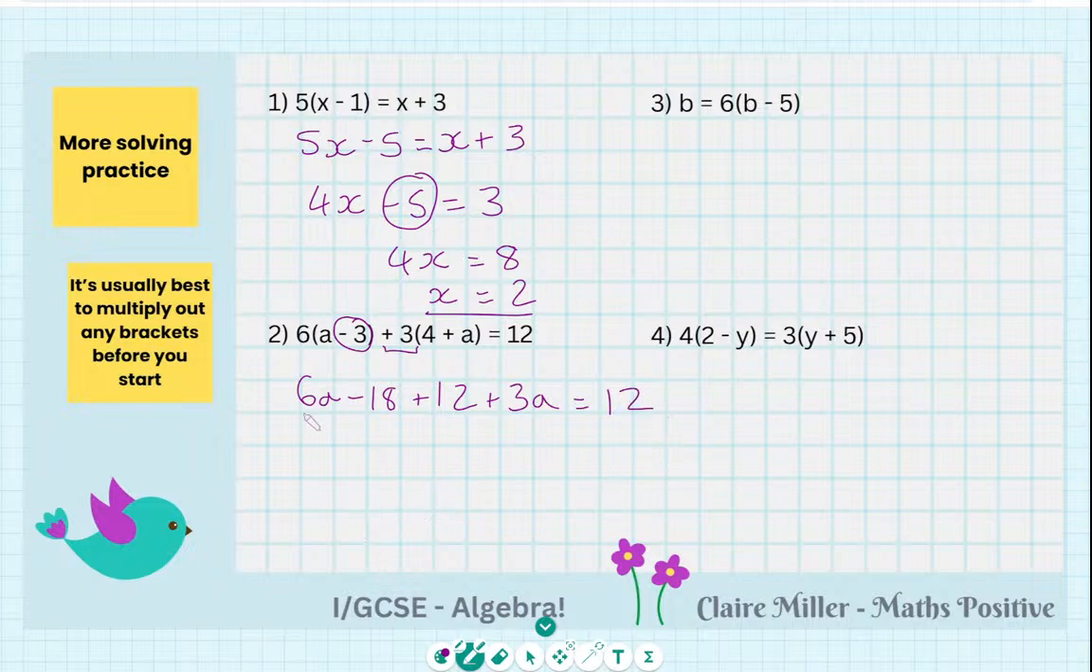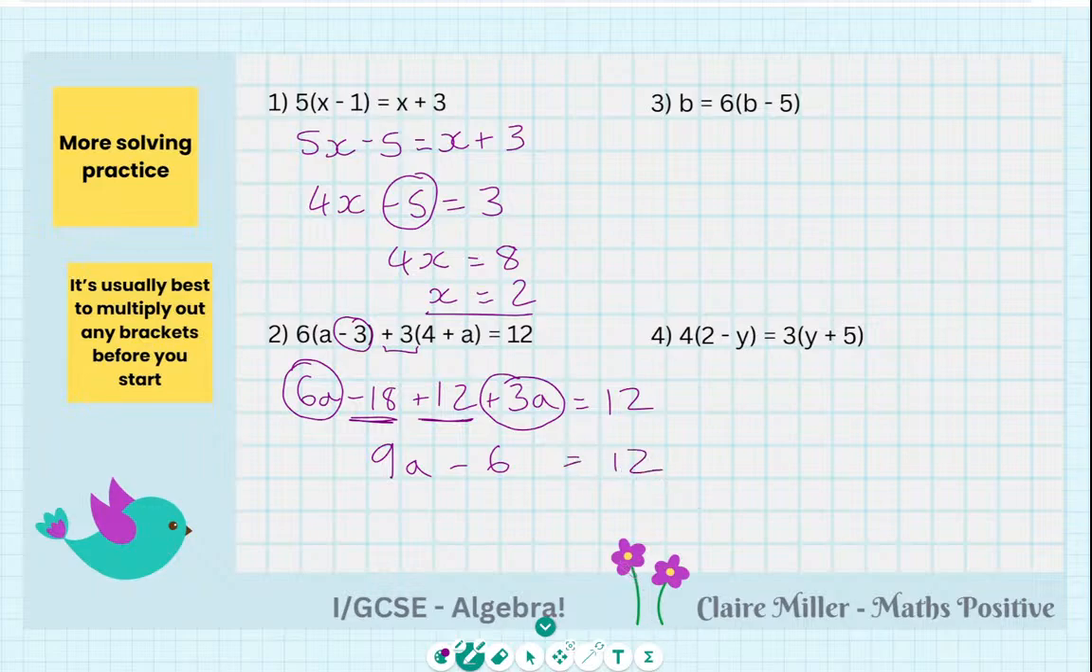Okay, what about some A terms to simplify? This is a 6a. Remember, this minus sign is stuck to the front of the 18, so don't let that confuse you. Then we've got a positive 3a here. So let's combine those together first. So 6a add 3a, that gives us 9a. And then we've got a negative 18 plus 12. So negative 18 add 12, that gives us negative 6.